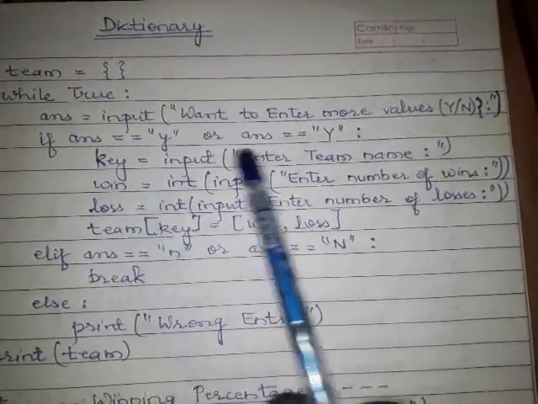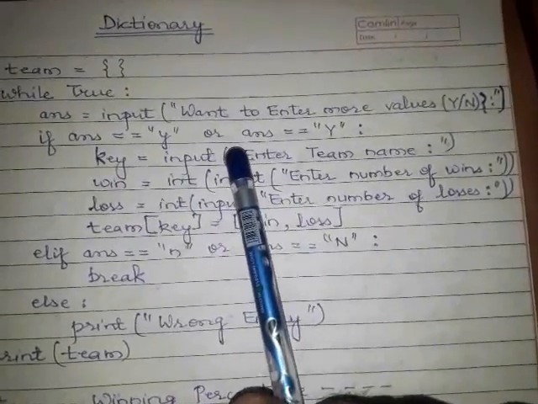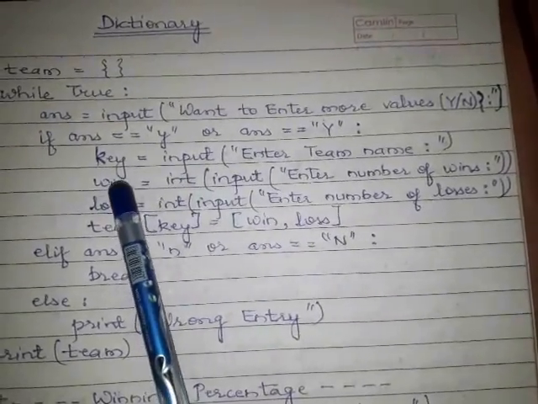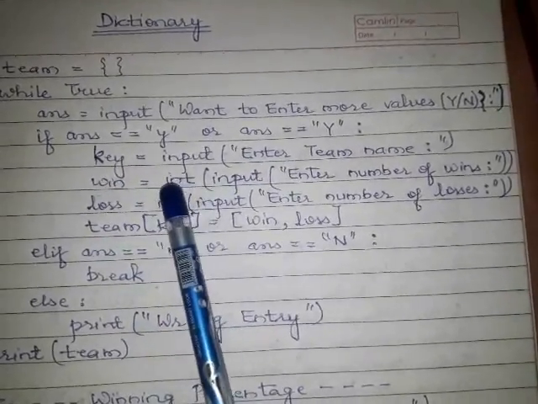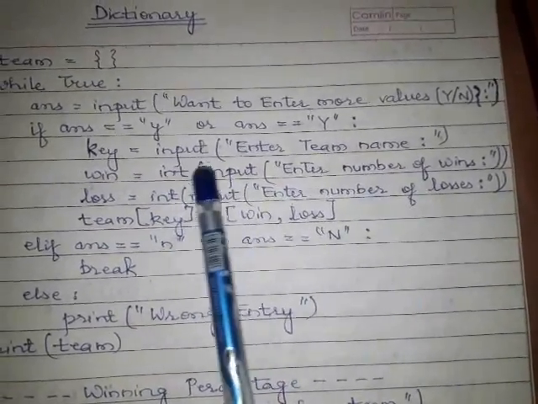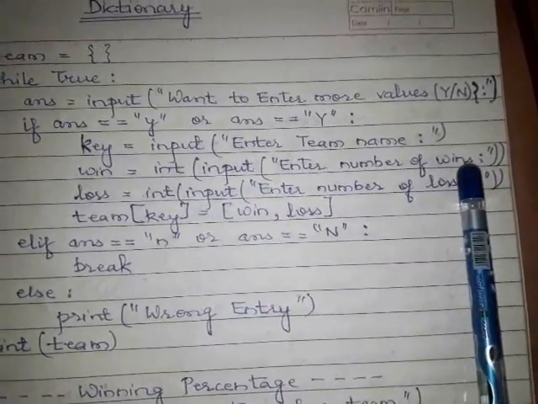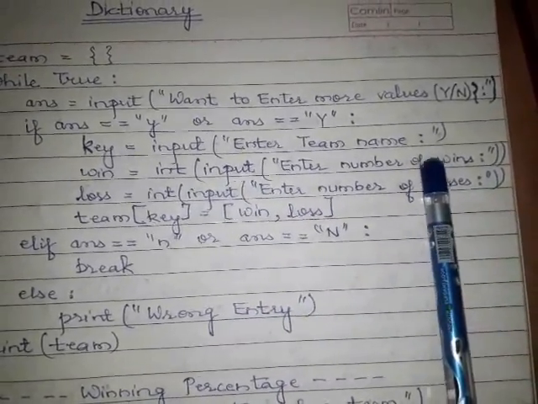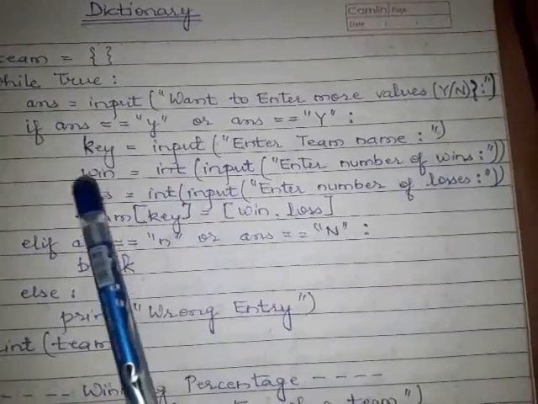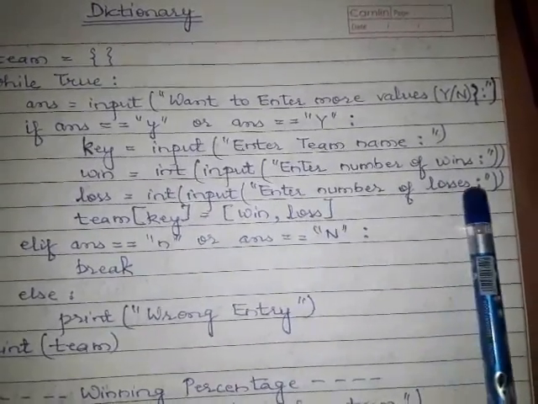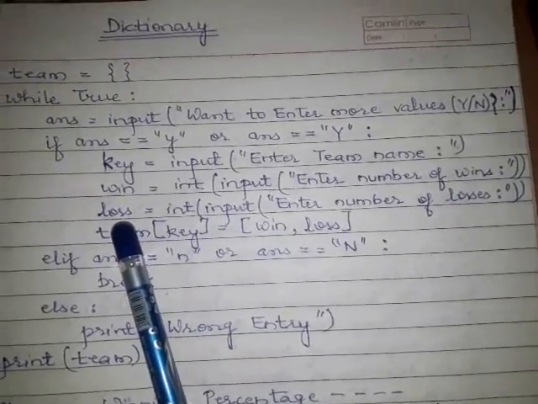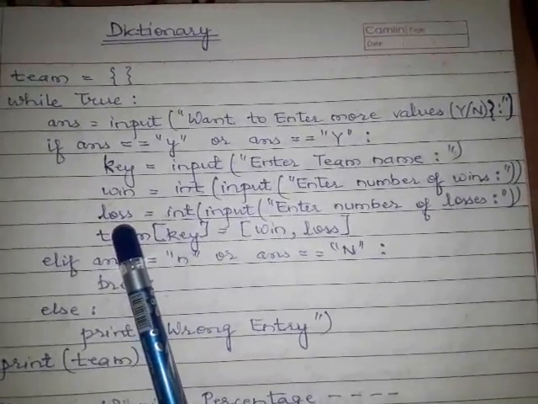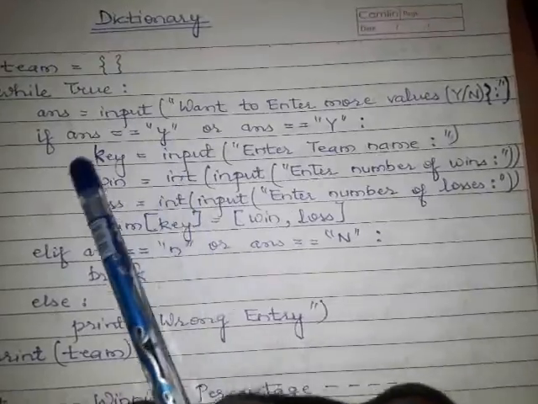Then the particular team has a number of wins and a number of losses, so we make two variables, win and loss. For win, we also take the value from the user: input, enter the number of wins. The number of wins the user entered will be converted into an integer and stored in win, and the number of losses given by the user will be converted into an integer and stored in the variable loss.